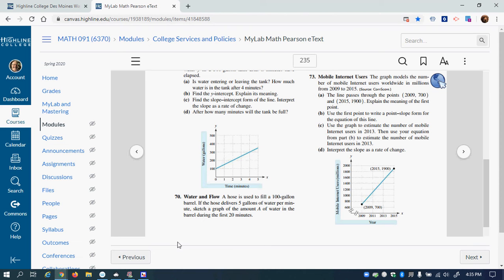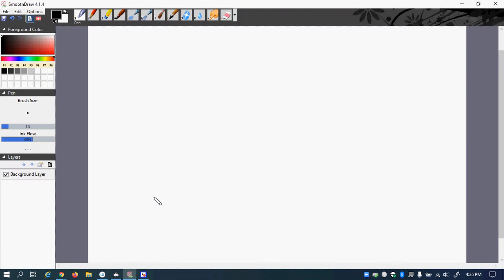So let's do that. Let's go back to my table here. Let's write down the 2 points, because I need them to actually calculate slope. That's (2009, 700), and the other one is (2015, 1900).